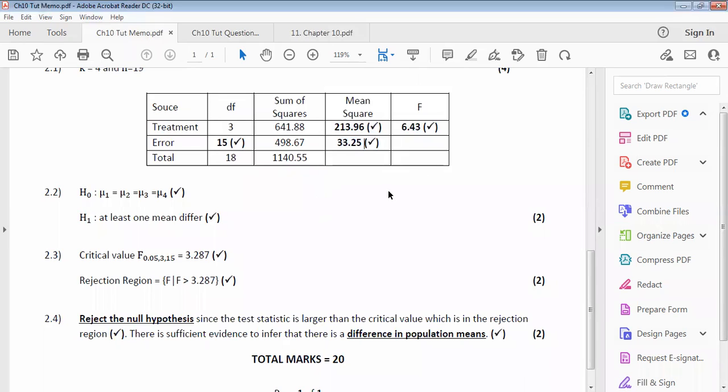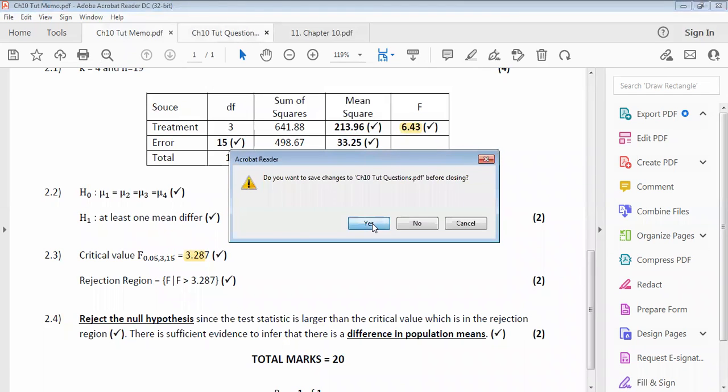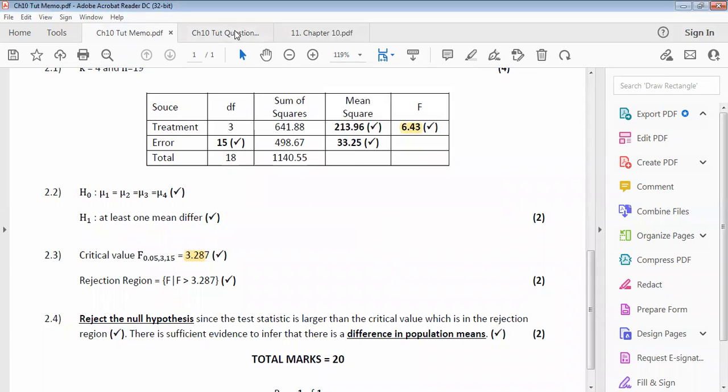And then what will be your decision? Remember, you have your F. Your critical value is this one. They ask you to find the critical value, but you can find it on the table. They have already shown you how. But what will be the decision? The decision is to reject the null hypothesis.